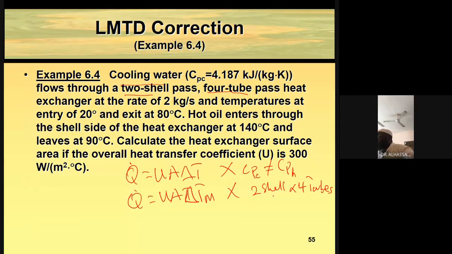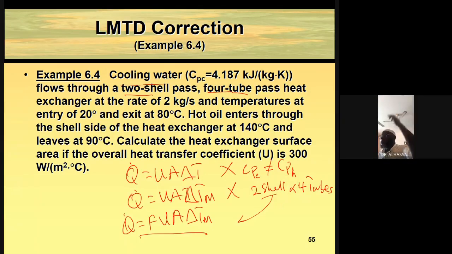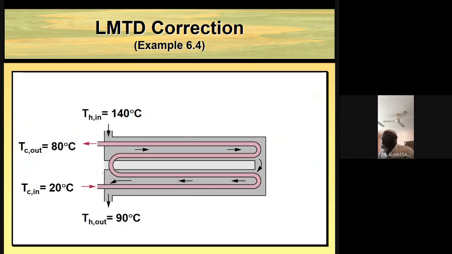So the appropriate equation, which is good for this, is Q equals F, the correction factor, times the area, times delta T_m. You understand me? This is the only way we can determine it when we have 2 shell, 4 tubes, or 1 shell, 4 tubes, or whatever it is. Okay, so let us proceed. Here we have 2 shell passes, so it means we need to find a value for F. To find F, we need to know the value for P and the value for R. Then from the graph, we can find a value for F.